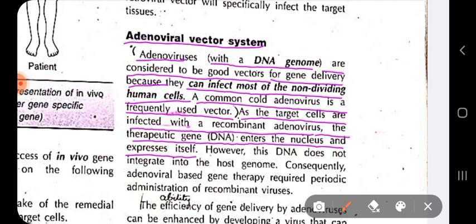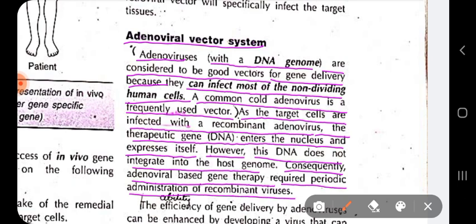Obviously, with the help of recombination, there are various ways through which the DNA can be inserted, either by homologous recombination or by illegitimate recombination, which is totally different from homologous recombination. However, this DNA does not integrate into the host genome. Consequently, adenoviral based gene therapy requires periodic administration of recombinant virus.